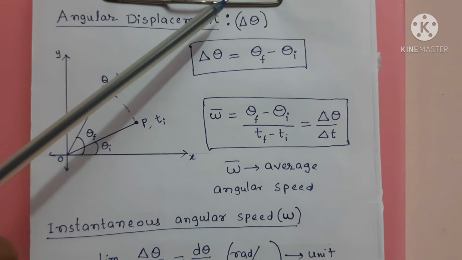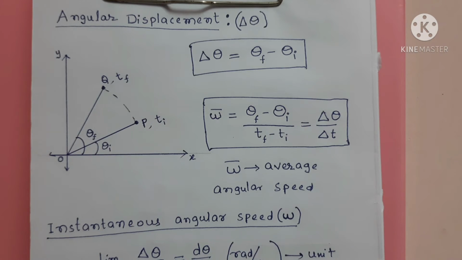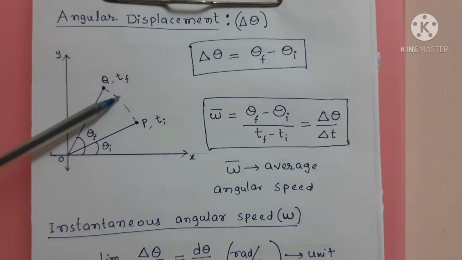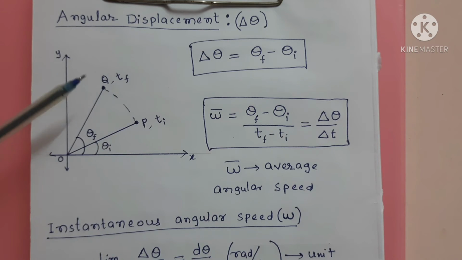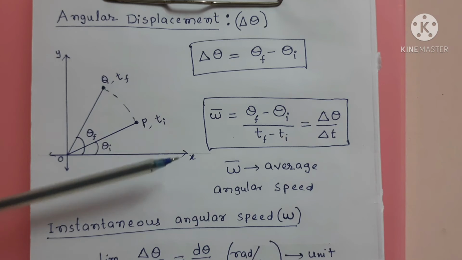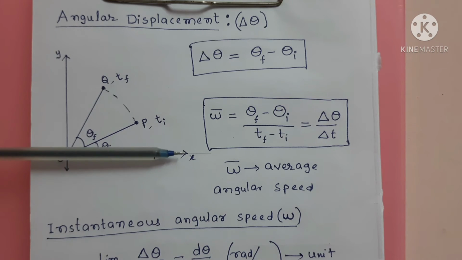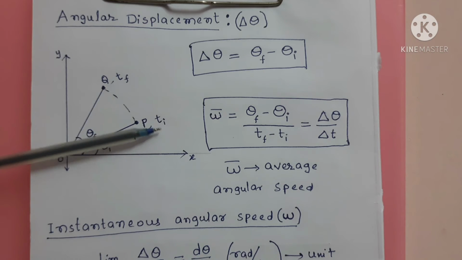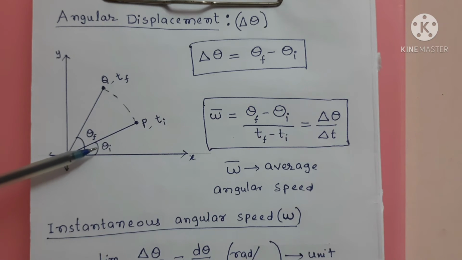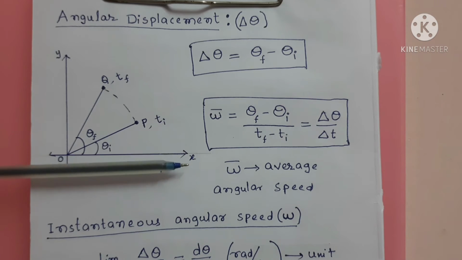Angular displacement, del theta. Linear displacement means one particle is traveling along a straight line. Here angular displacement means it is rotating, and for that we calculate angular displacement. See here, very simple. I am taking a reference frame, XY frame, X axis and Y axis, this is the origin. Here one particle is moving like this, or one stick is rotating like this. Assume it is a stick. Initially it is exactly along the x-axis. After some time it has come here, so it has made some initial angle theta i with the x-axis. It is a reference line.